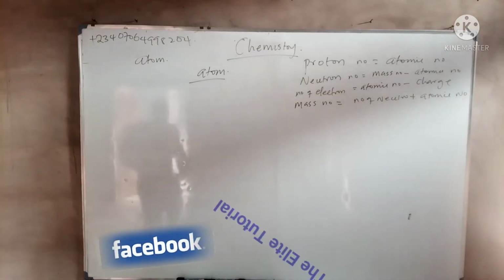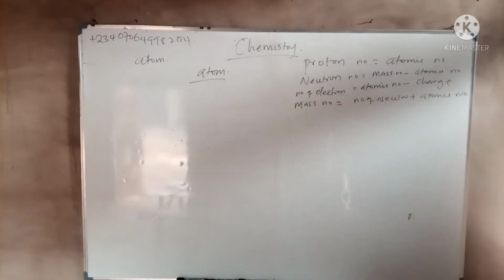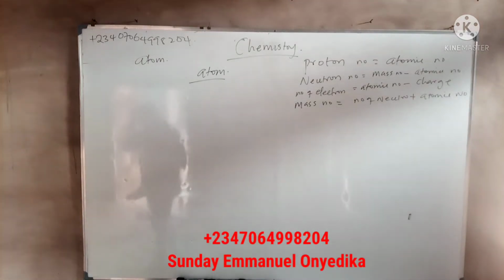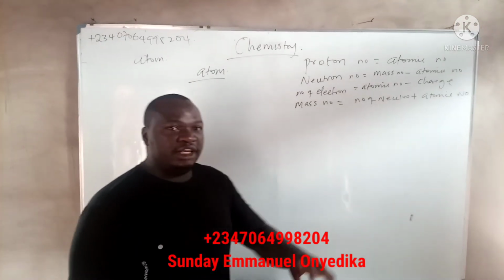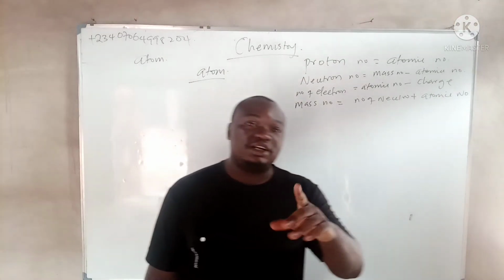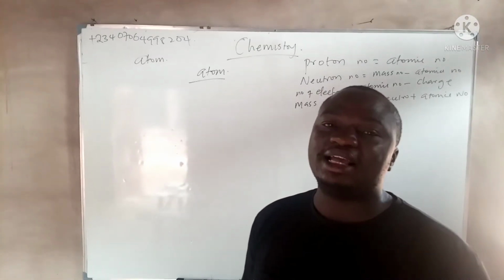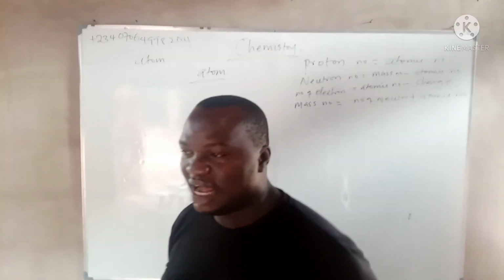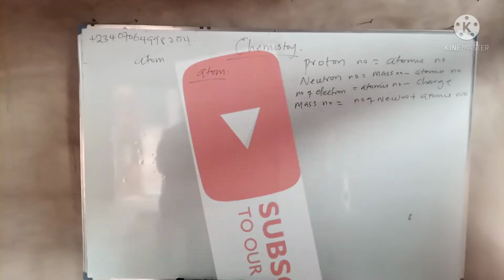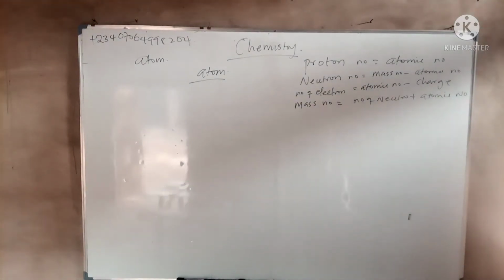We are into the series on atoms. If you have been following my channel, you will know that I don't like wasting time. I go straight to the point. This video is based on the calculation of atoms, and we want to calculate how to get the number of protons, the number of neutrons, and the number of electrons. Let me not waste time.